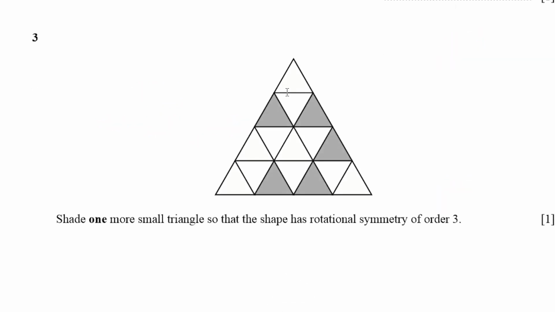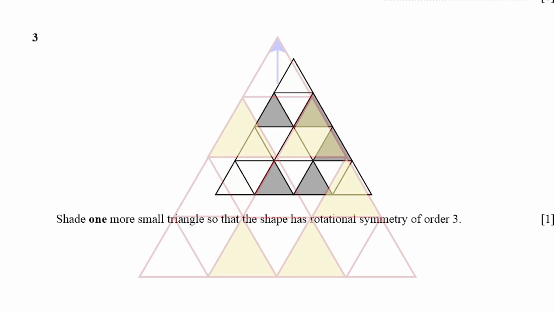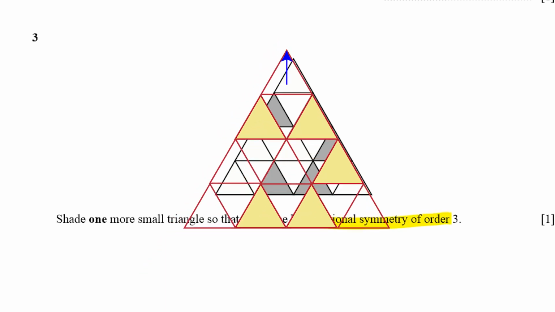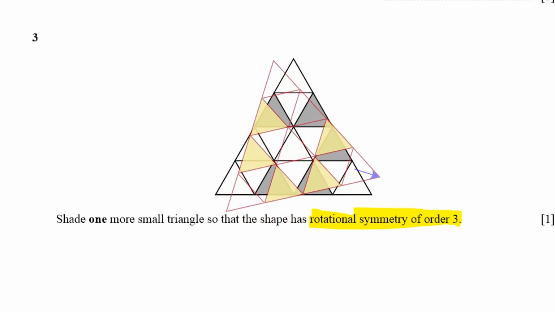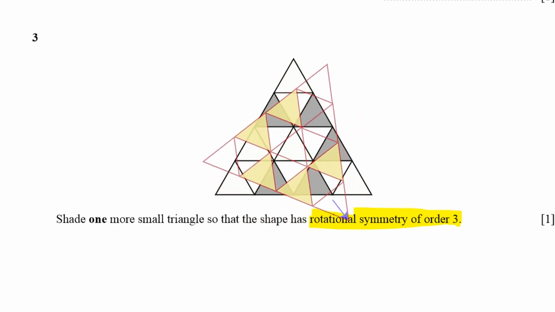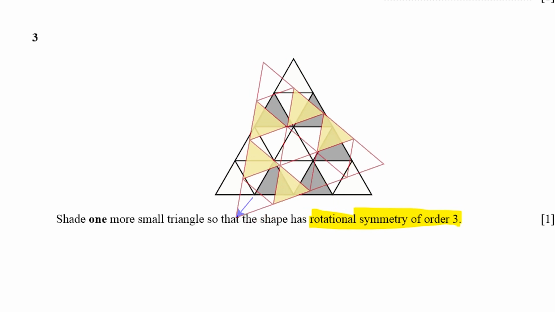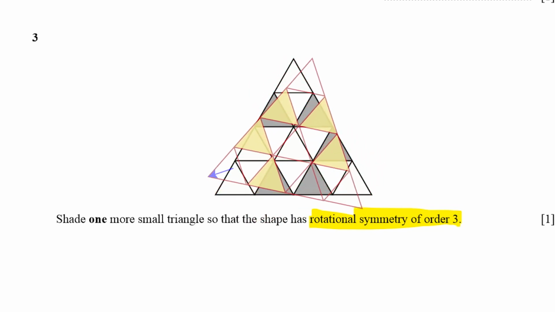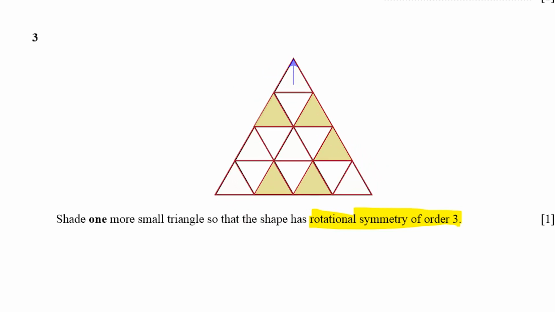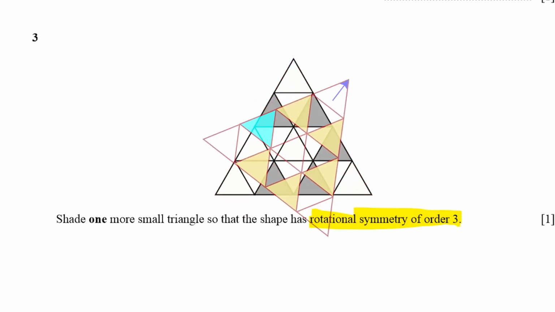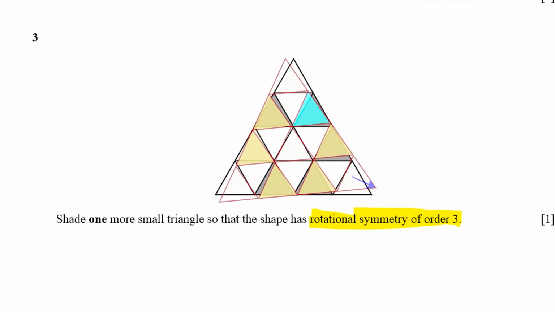In question number 3, shade one more small triangle so that the shape has rotational symmetry of order 3. Rotational symmetry of order 3 means if we give a complete turn, if we rotate this object through 360, when rotating this diagram, the figure must be retained 3 times during one complete turn. Means at every 120 degrees rotation we must have the same shape.